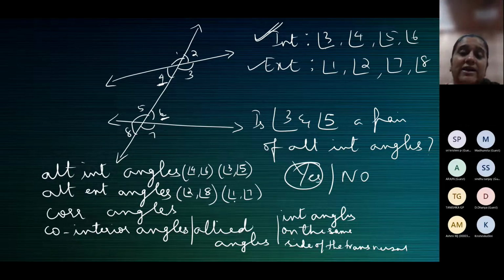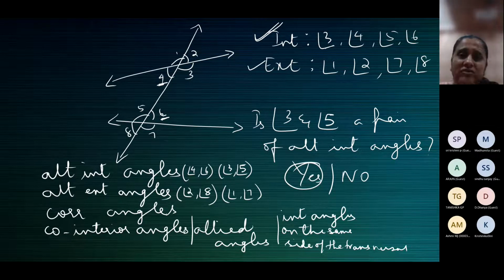Now corresponding angles. Corresponding angles will lie on the same side of the transversal. Alternate will lie on the opposite sides of the transversal. Corresponding angles will lie on the same side of the transversal. That means both the angles will be on the left side or both the angles will be on the right side. That is the first thing. And when they are corresponding angles, one angle will be an interior angle, the other will be an exterior angle.